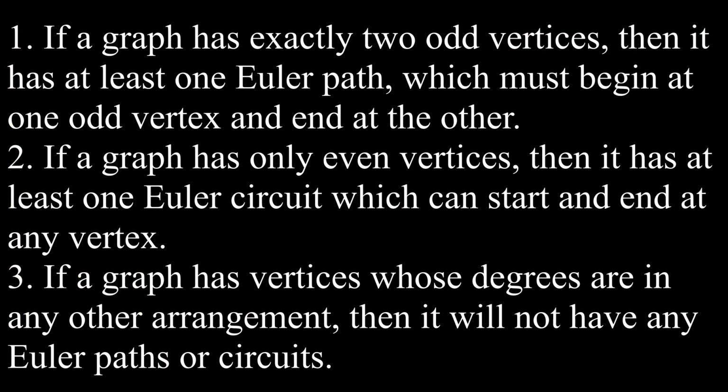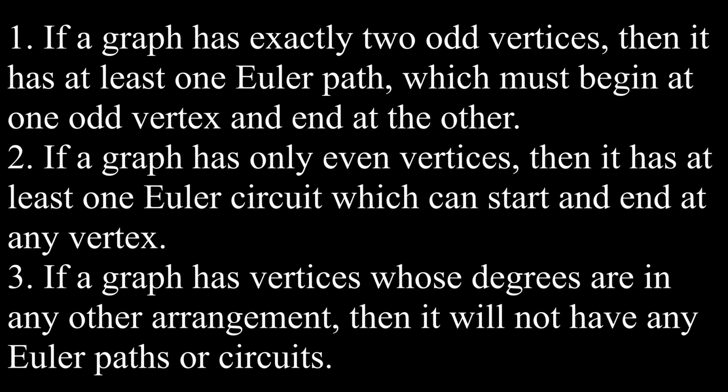Where if we have exactly two odd vertices, that is, we have two vertices with odd degree and no more, no less, that means we have Euler paths that go between them. And I say paths plural because we can technically take one going in one direction, one going in the other direction, and then maybe any number of them in the middle there.